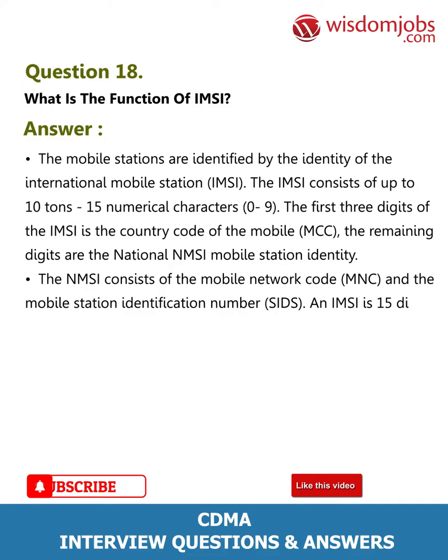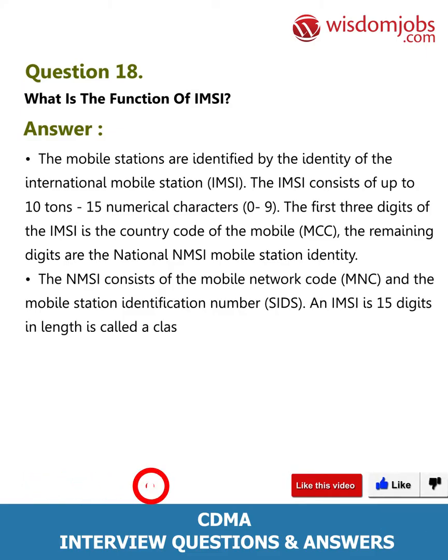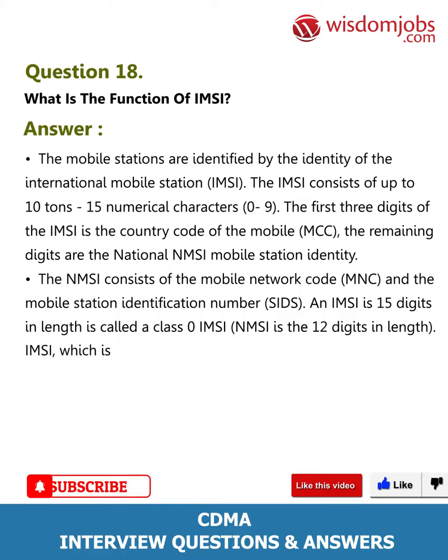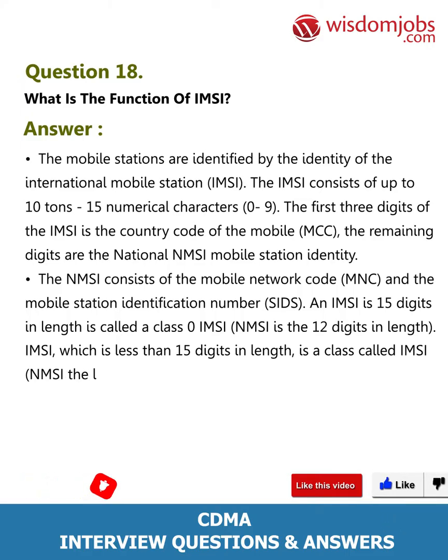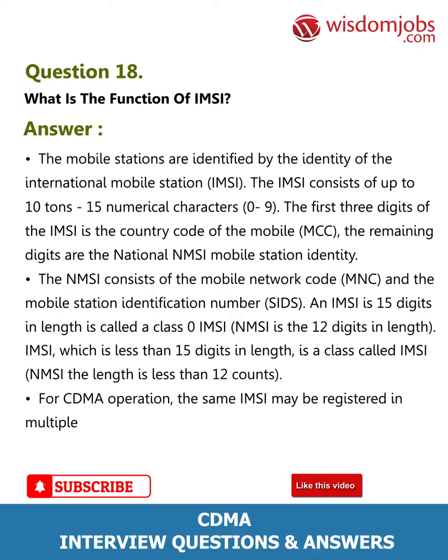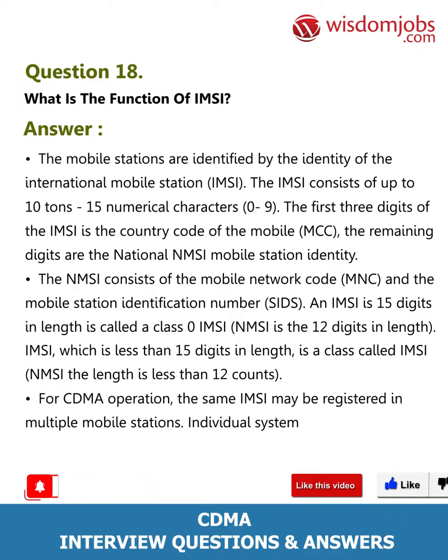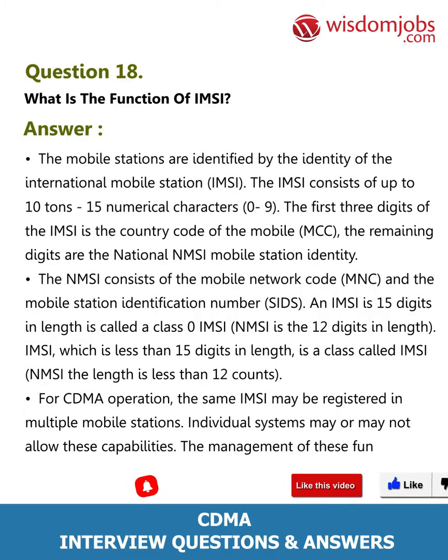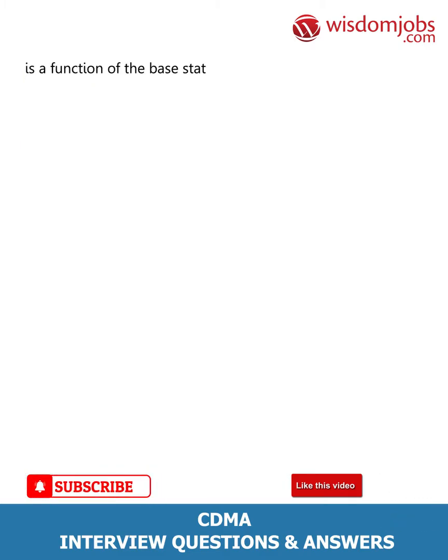An IMSI that is 15 digits in length is called a class 0 IMSI. Its NMSI is 12 digits in length. An IMSI that is less than 15 digits in length is called a class 1 IMSI, and its NMSI is less than 12 digits in length. For CDMA operation, the same IMSI may be registered in multiple mobile stations. Individual systems may or may not allow this capability. The management of these functions is a function of the base station and the system operator.